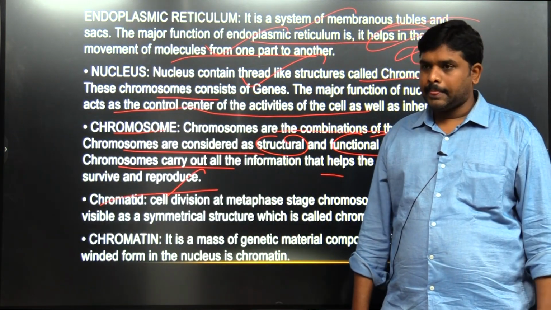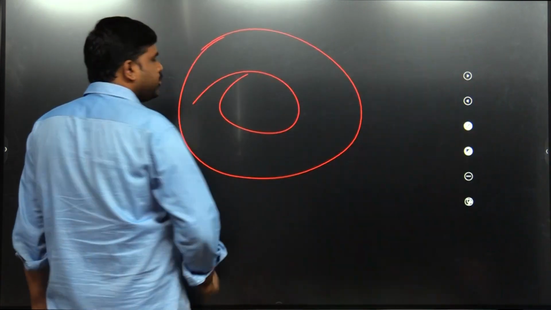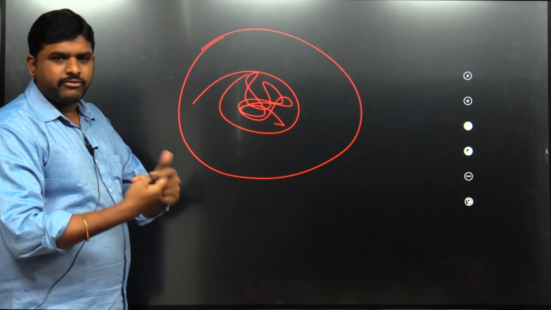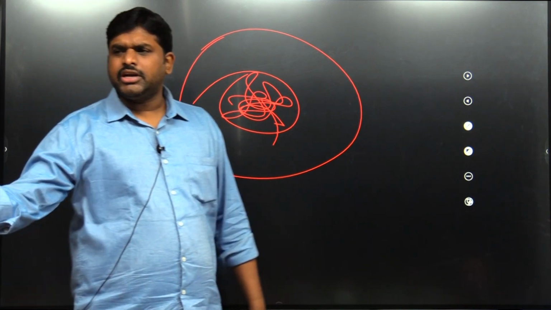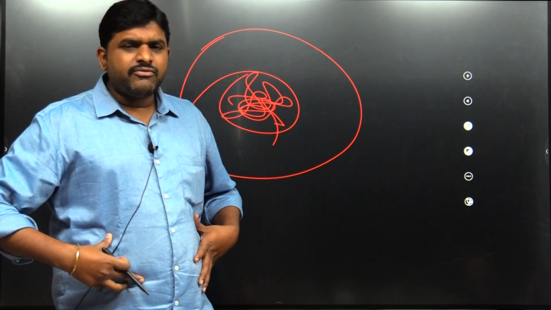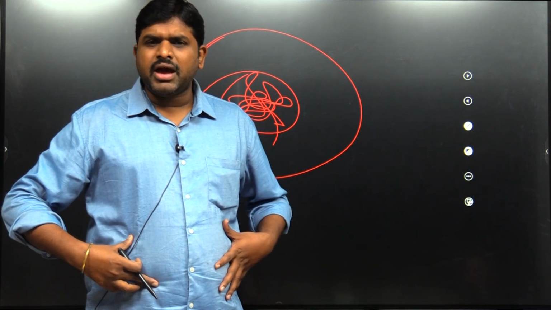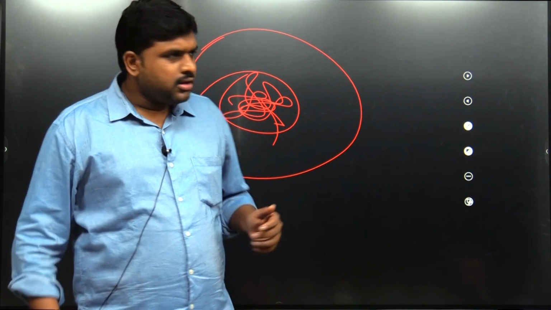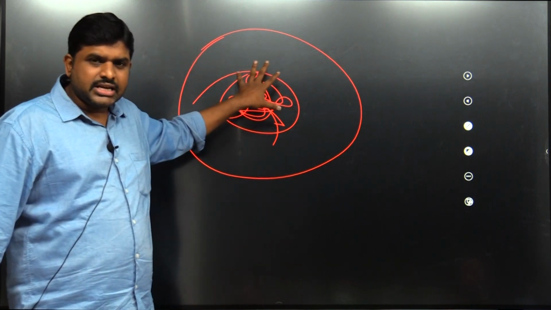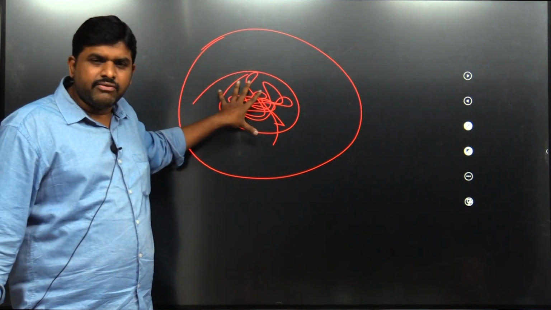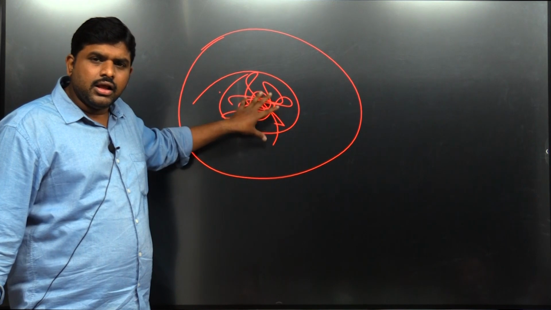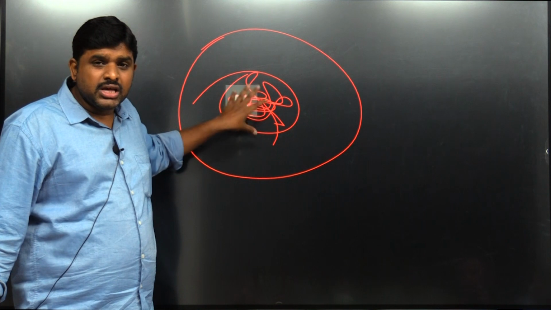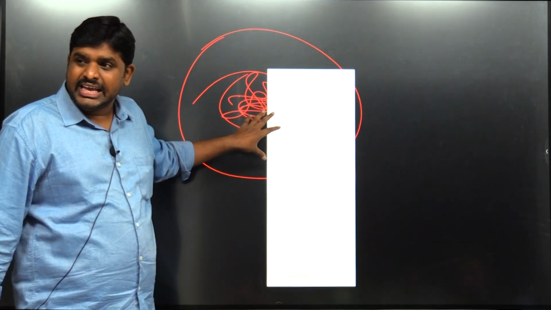What is a chromatid? See, what is a chromatid? Nucleus, in wound form. Cell division is inevitable. For the survival of man, for the growth and development of man, cell division is inevitable. So how does the cell divide, sir? This cell will not divide. Understand this. Inside the cell there is a nucleus. Inside the nucleus there are chromosomes. Inside the chromosomes there is DNA.